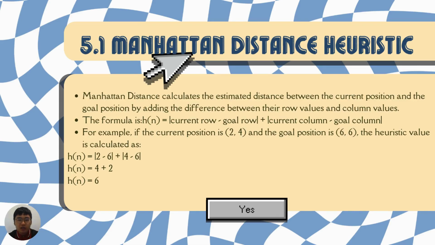5.1 Manhattan distance heuristic. Manhattan distance calculates the estimated distance between the current position and the goal position by adding the difference between their row values and column values. So the formula is h(n) = |current row - goal row| + |current column - goal column|. For example, if the current position is (2, 4) and the goal position is (6, 6), the heuristic value is h(n) = |2 - 6| + |4 - 6| = 4 + 2 = 6.